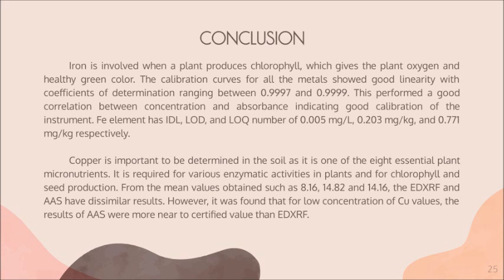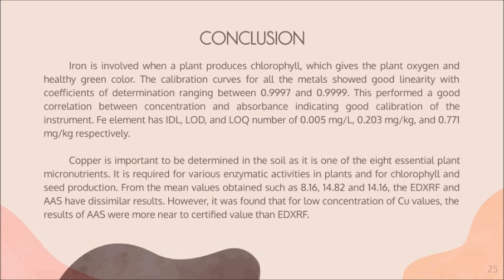The calibration curves for all the metals showed good linearity with coefficients of determination ranging between 0.9997 and 0.9999. This performed a good correlation between concentration and absorbance, indicating good calibration curves of the instrument. Iron has IDL, LOD, and LOQ values of 0.005 mg per liter, 0.203 mg per kilogram, and 0.771 mg per kilogram, respectively.